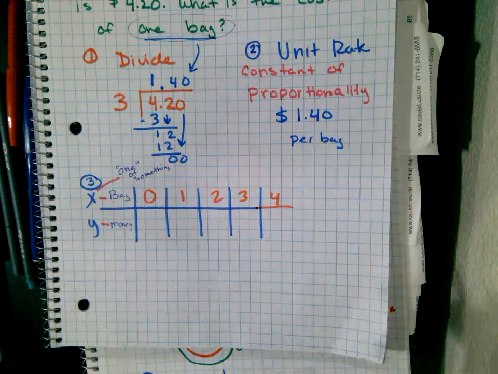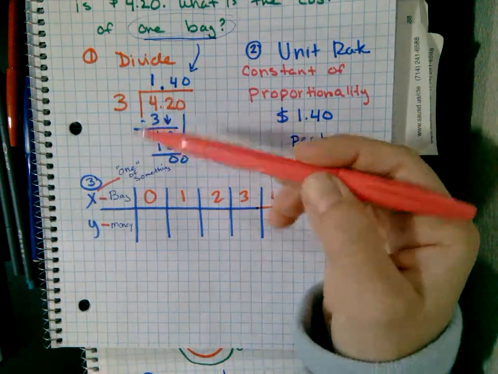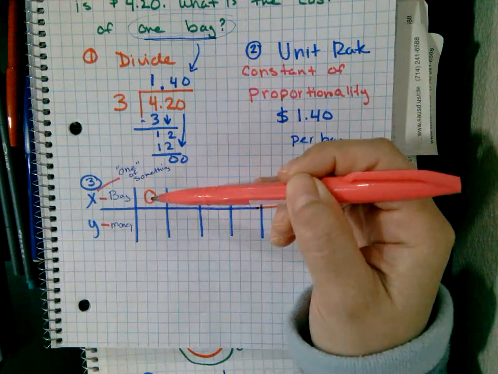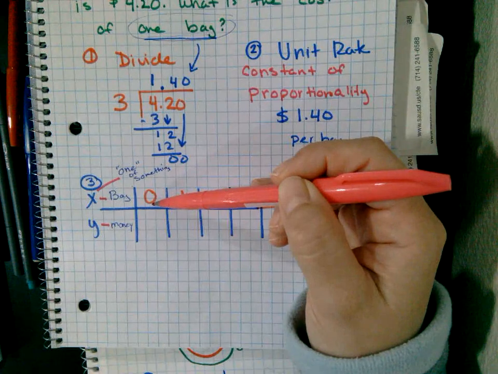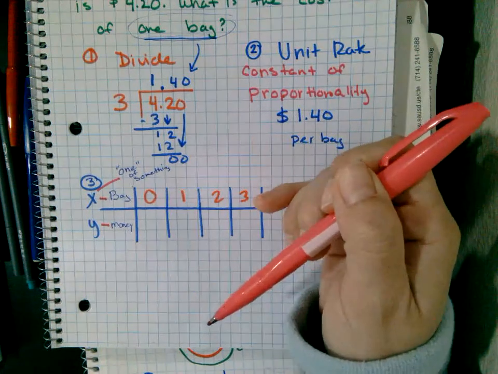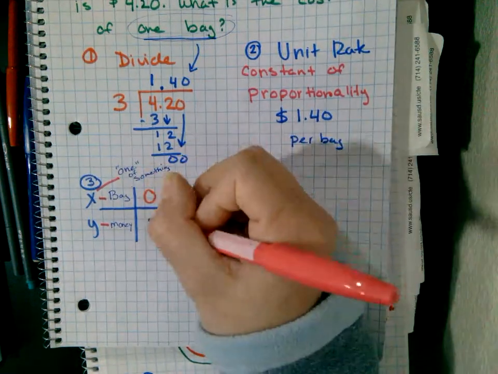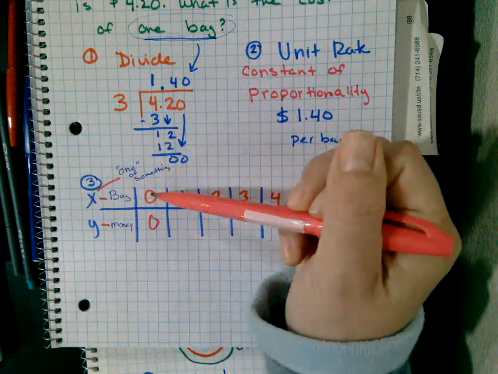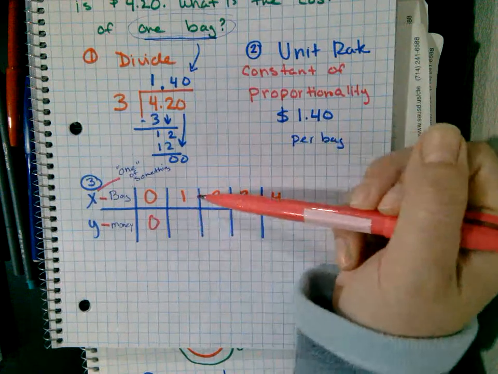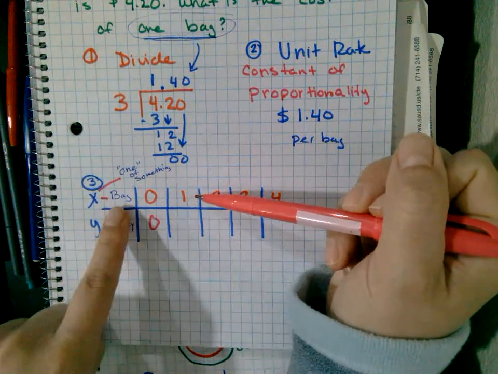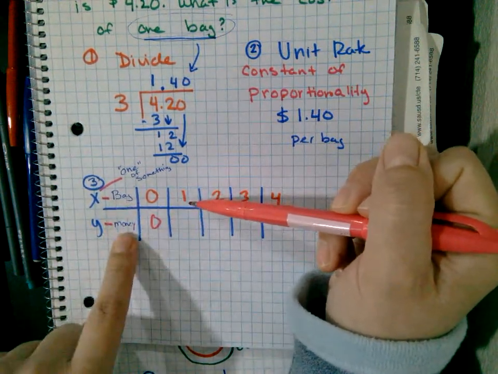Okay, here we go. If I go to the store and I buy 0 bags of chips, how much money am I going to spend on bags of chips if I buy 0 bags? Nothing. Exactly. So here I go, I fill it in. 0 bags is 0 money. I'm not going to spend anything. What if I buy one bag of chips? How much money is that?